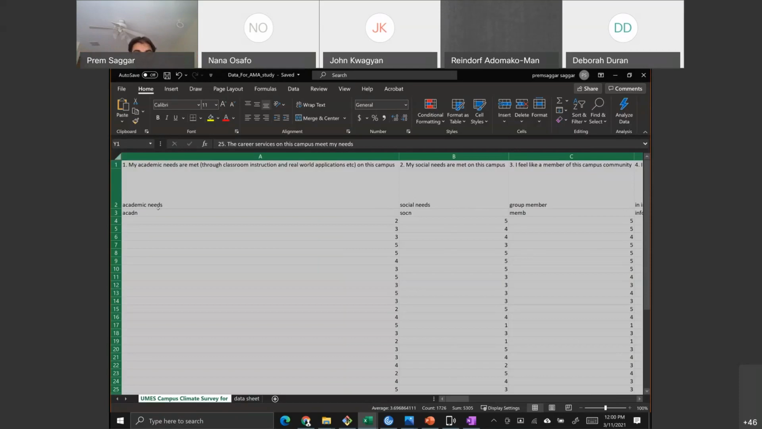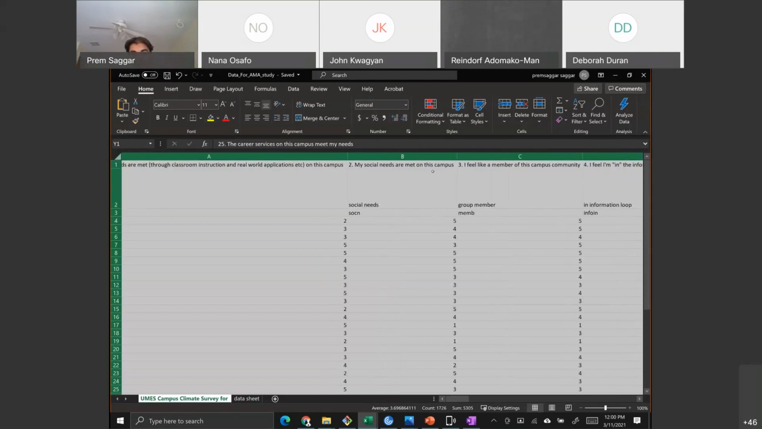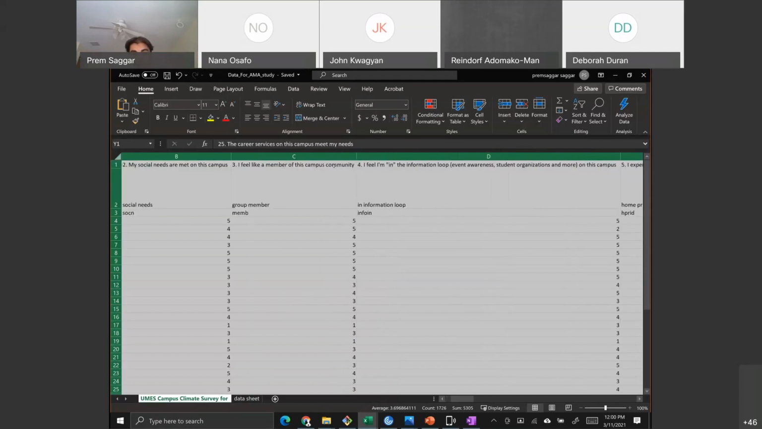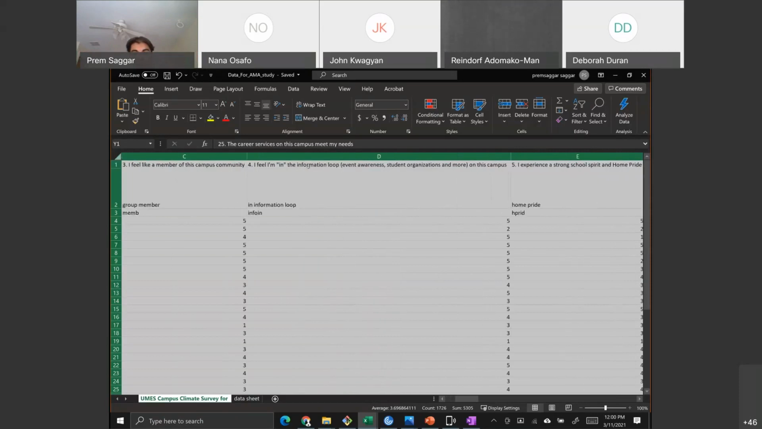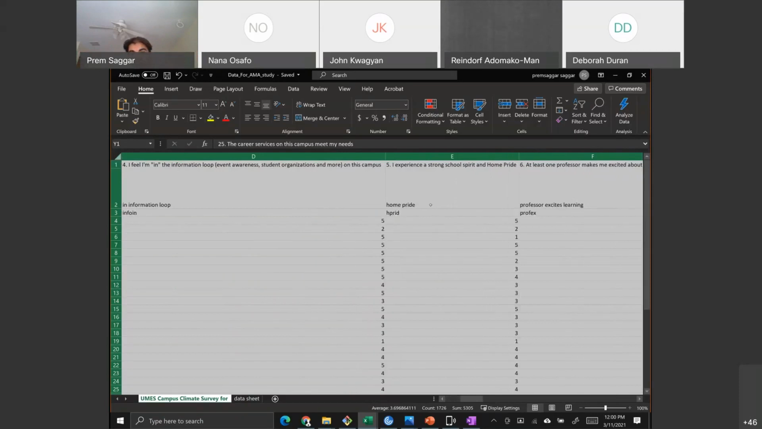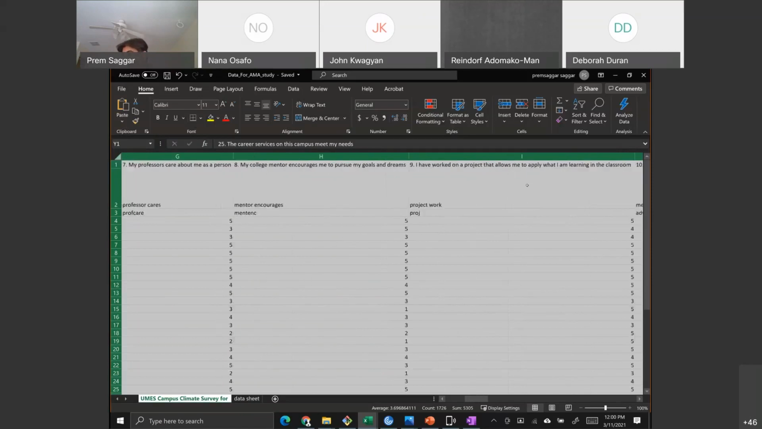Okay, so we ask if their academic needs were met, if their social needs were met, if you felt like you were a member in the community, if you feel like you're in the information loop, right? So a whole bunch of things. Do you experience high school pride? So there are all these factors, and we wanted to see what the associations were before we went fishing.